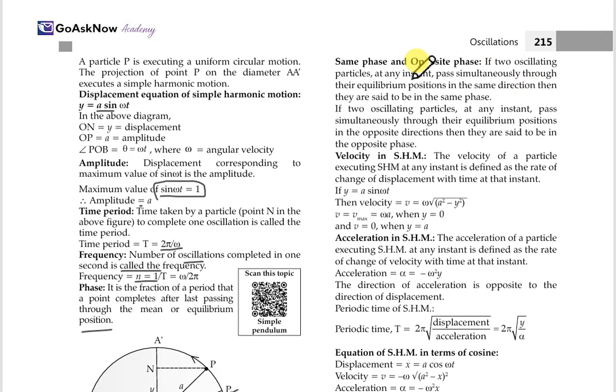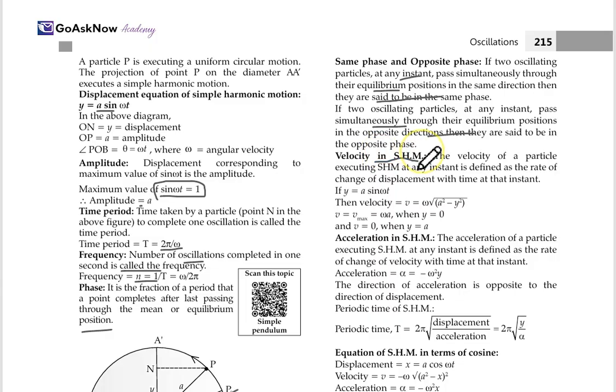Now, the same phase and the opposite phase. If two oscillating particles at any instant pass simultaneously through the equilibrium position in the same direction, then they are said to be in the same phase. If two oscillating particles at an instant pass simultaneously through their equilibrium position in the opposite direction, then they are said to be in the opposite phase. So this is for the same and the opposite phase.